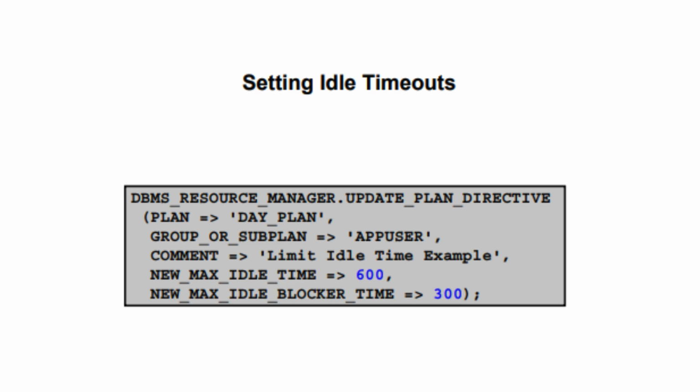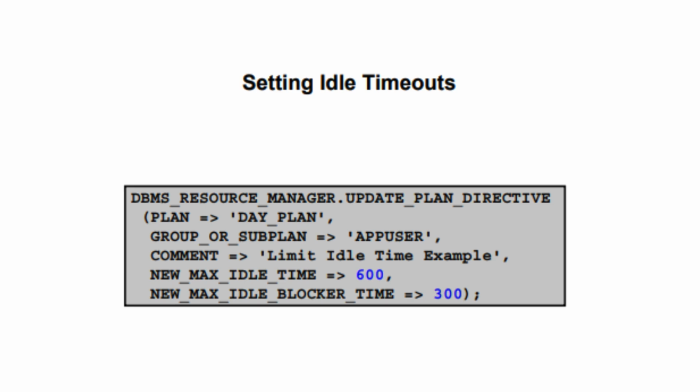In Enterprise Manager Cloud Control, use the Idle Time tab to set the maximum idle timeouts for a resource plan. Max idle time, sec, and max idle time if blocking another session, sec, are the respective equivalents of the MAX_IDLE_TIME and MAX_IDLE_BLOCKER_TIME resource directives in the DBMS_RESOURCE_MANAGER package.